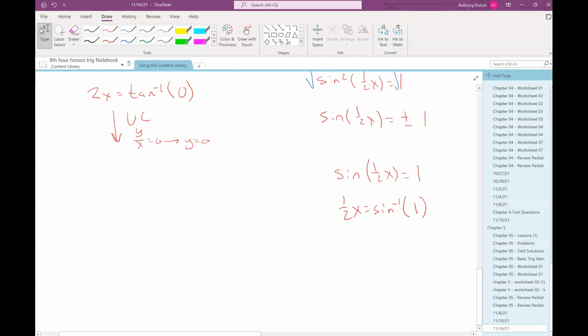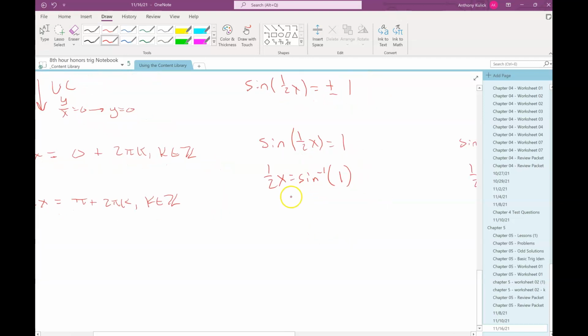So tan inverse of 0, I'm going to go to the unit circle, look for the place where y over x is equal to 0. That's what tangent is. That's really the same as just wherever y is 0, right? So that happens at 0 radians and at pi radians. But again, the coefficient on the x isn't 1. So I'm going to use the infinite solutions.